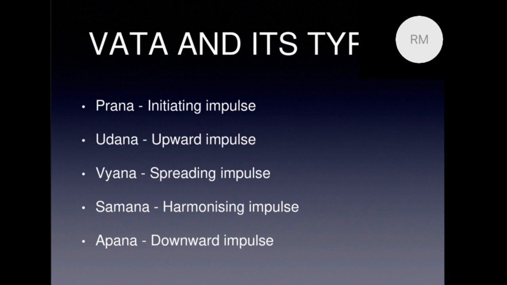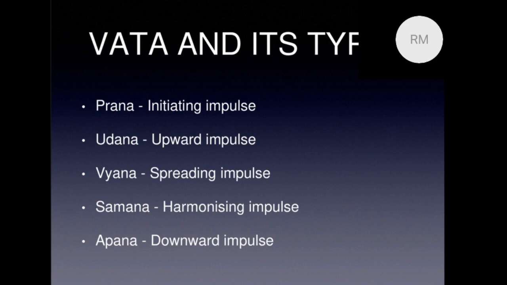And actually for any activity in the human body to happen, all these 5 vatas are involved. But in different regions, a certain type of vata may be dominant. That is why prana is said to be seated more in the brain, because the brain is the seat of all initiating impulses. The brain actually controls the rest of the body. So it sends the signals. Because all activities of the human body are initiated from or controlled by the brain, it is said to be the seat of prana.